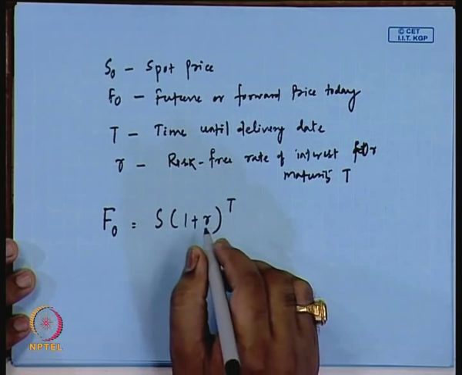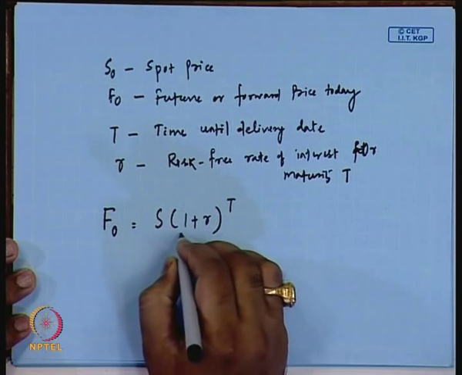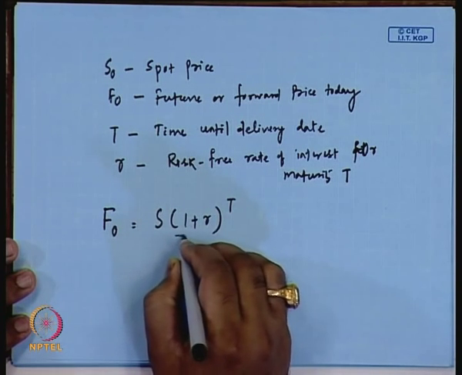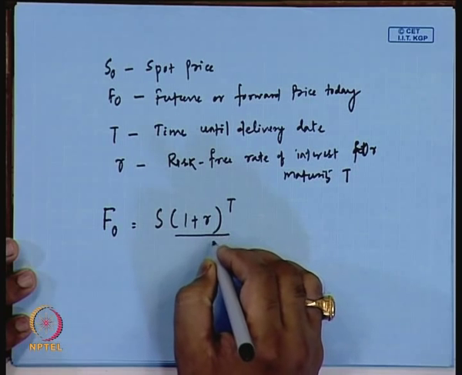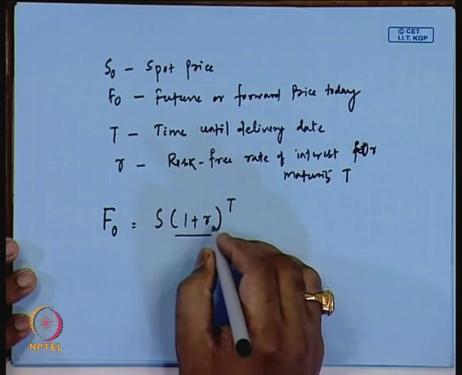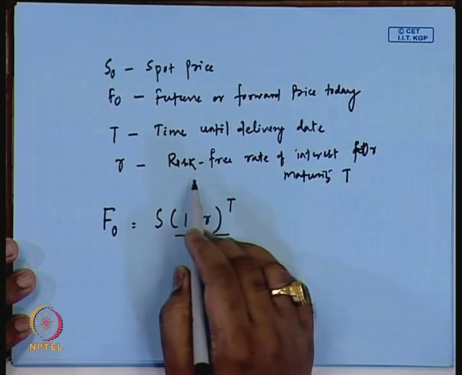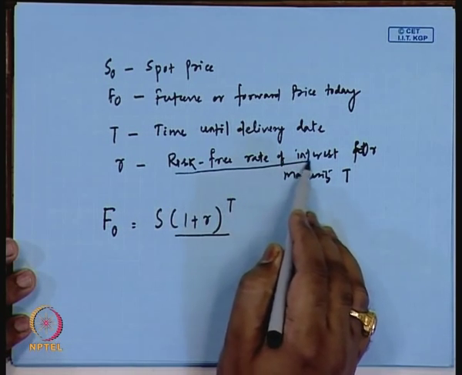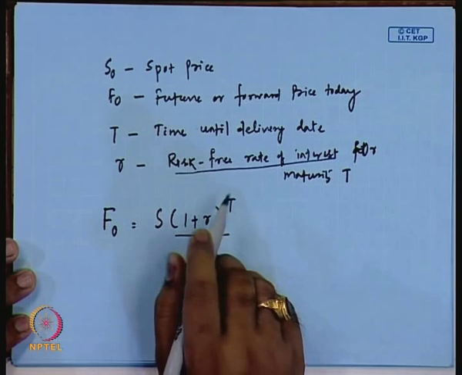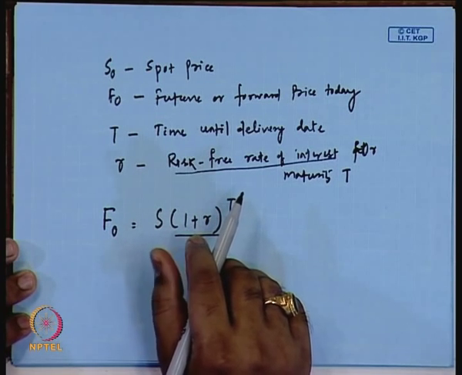That means the future price, at least, we should calculate on the basis of the minimum return we can expect from the market at that particular time, and that minimum return is nothing but the risk free rate of interest we can derive in that particular time.